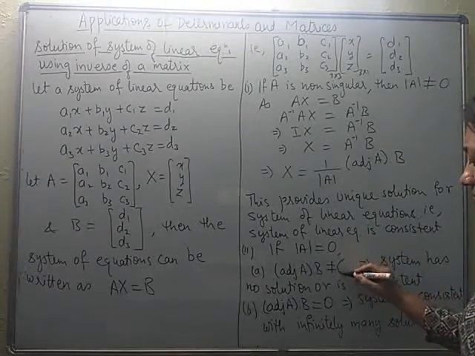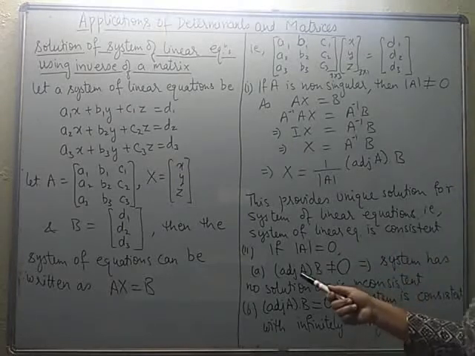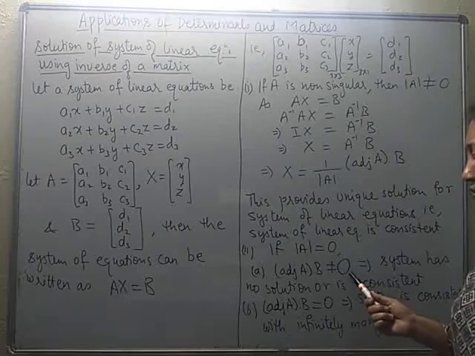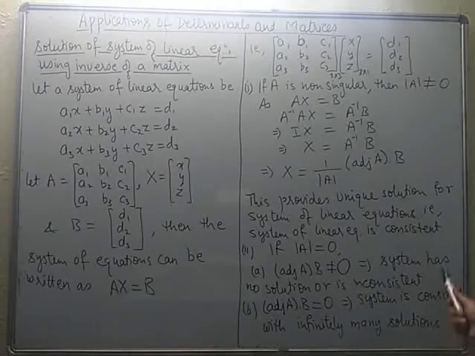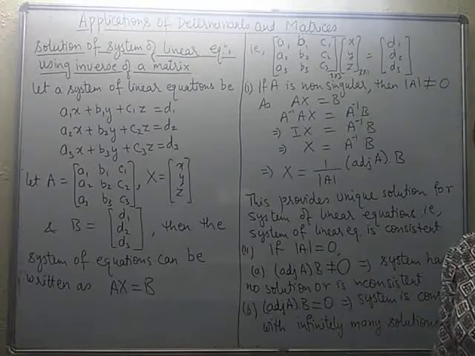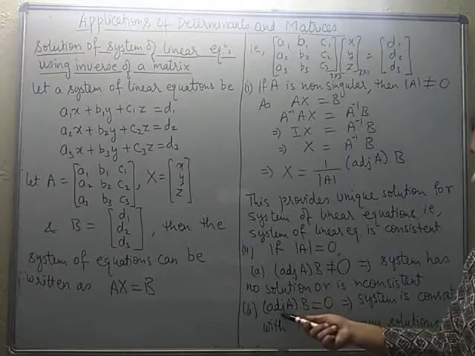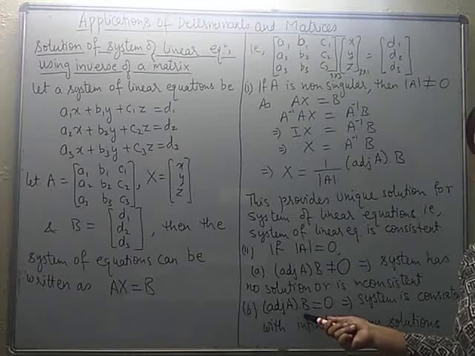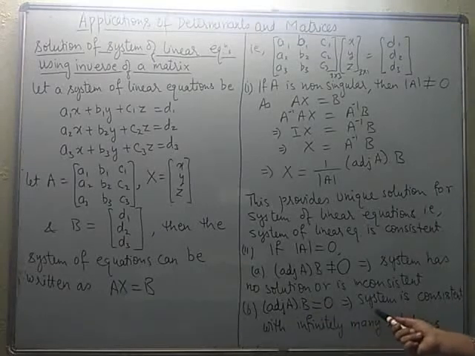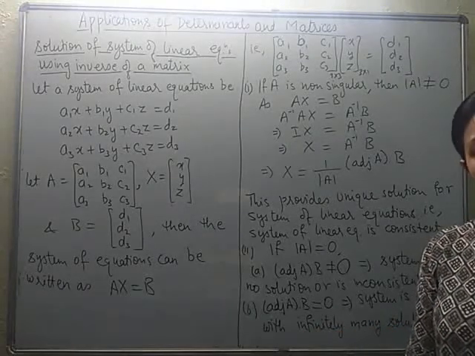null matrix means all the elements of the matrix are 0. So if this product is not reducing to a null matrix, then the system will have no solution and the system will be termed as inconsistent. If this product comes out to be a null matrix, that means all the elements of adjoint of A into B are 0, then the system will be consistent because it will give us a solution, but the number of solutions will be infinite.